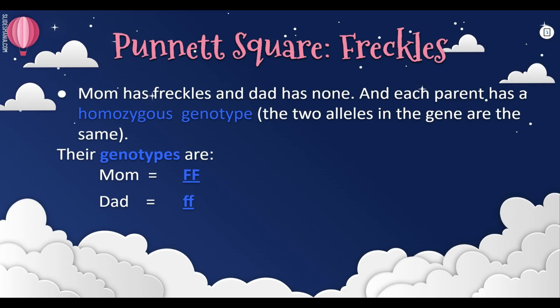Right? So mom has freckles and dad has none. And each parent has a homozygous genotype, right? So that means homozygous means they're both going to be the same, right? And because mom has freckles, hers are going to be homozygous dominant. That means capital F, capital F. Dad is homozygous recessive, and that means lowercase f, lowercase f.